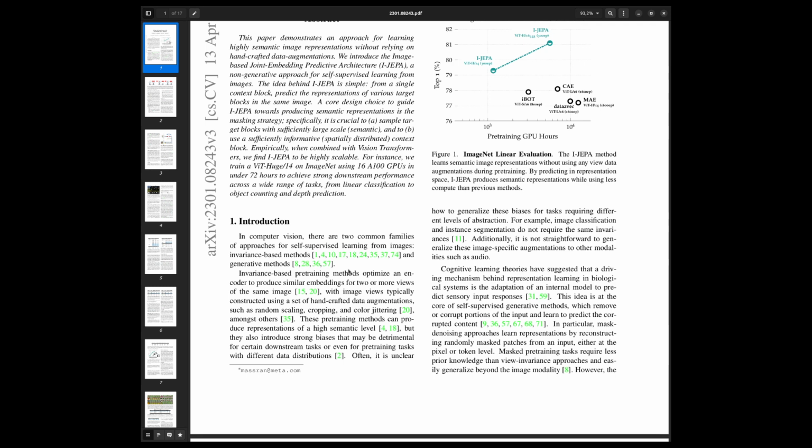We are just random Jedis here. Okay, yeah, just random people.